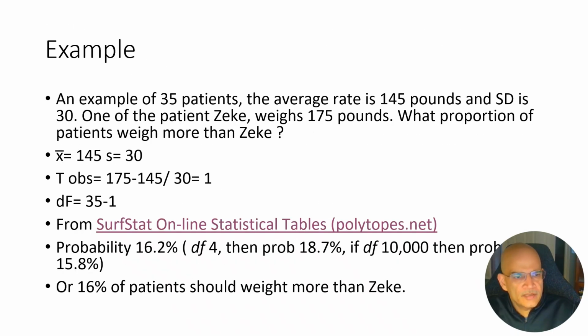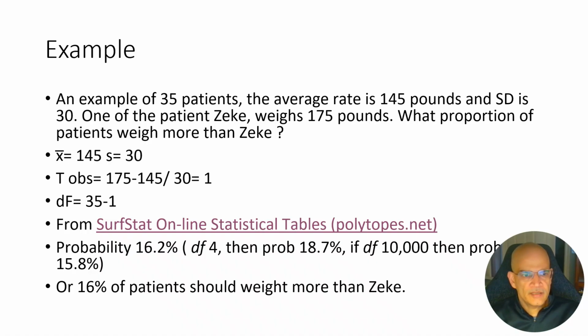So for example, say 35 patients, the average weight is 145 pounds and standard deviation is 30. One of the patients, Zeke, weighs 175 pounds. What proportion of patients weigh more than Zeke? Right? So 35 patients, average weight is 145 and standard deviation is 30. One patient has 175 pounds. Now we want to know what proportion of patients weigh more than that patient.